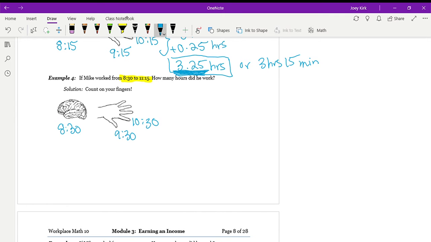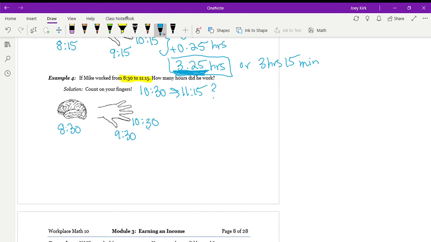So our first hour is 8:30 to 9:30. Our second hour is 9:30 to 10:30. He doesn't work for a third hour though, right? Because 11:30 is past 11:15. So we have to ask ourselves then from 10:30 to 11:15, how much time was that?